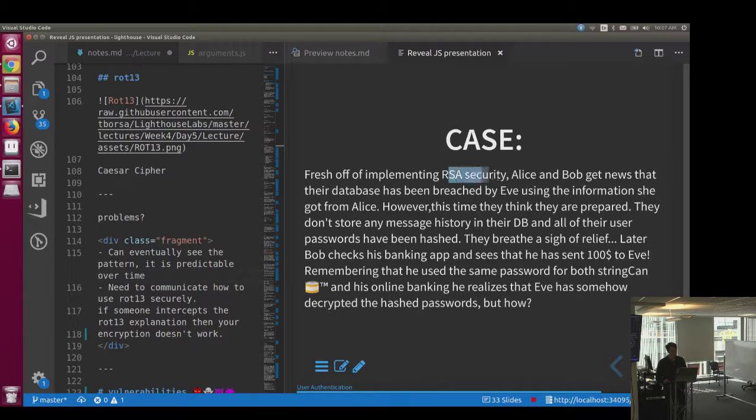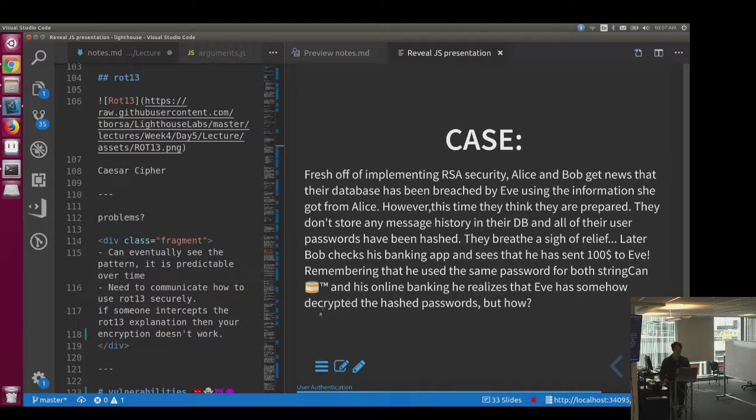But so Bob and Alice just made this RSA security improvement. Then they get some bad news: their whole database has been breached by Eve because she had information from Alice. She knew Alice's mother's maiden name and high school, and she did some hacking of her own and found out the database credentials through that. However, this time they think they're prepared. They don't store any of the message history in their database, and all of their passwords have been hashed. They're not fools. So they breathe a sigh of relief.